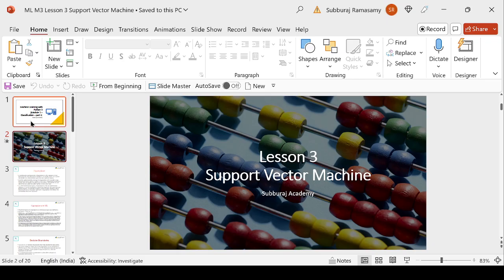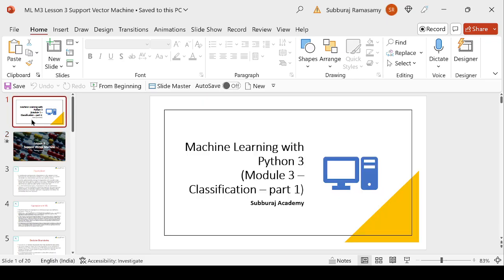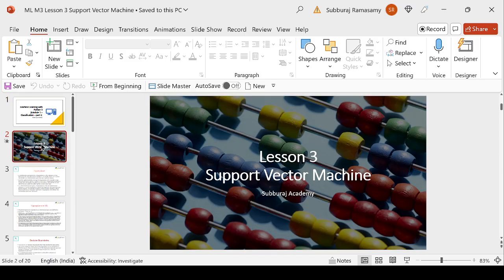to the course on machine learning with Python 3. This is Module 3, Classification Part 1. The course is given by Subaraj Academy. We are at Lesson 3 of Classification, which is Support Vector Machine. Lesson 1 was Logistic Regression, and Lesson 2 was Naive Bayes. Lesson 3, Support Vector Machine, is one of the important topics of classification.